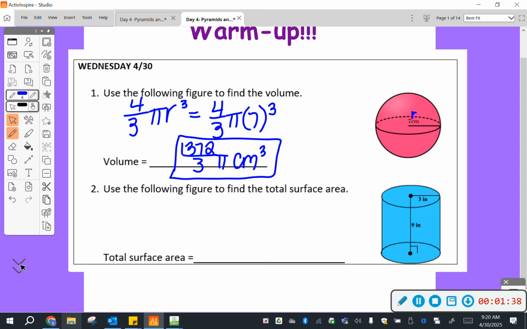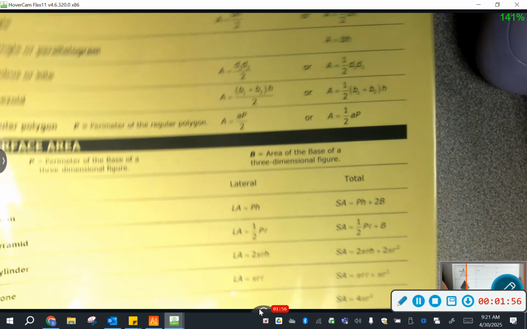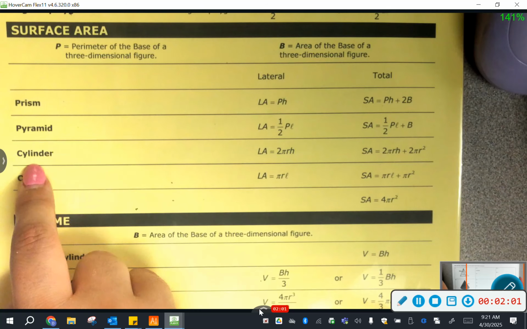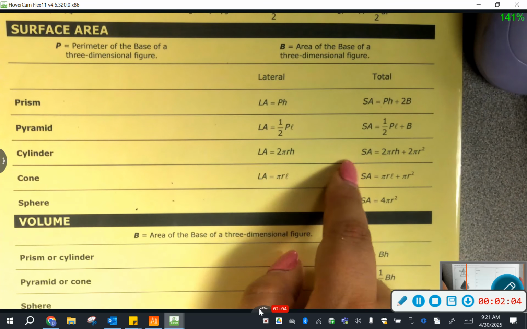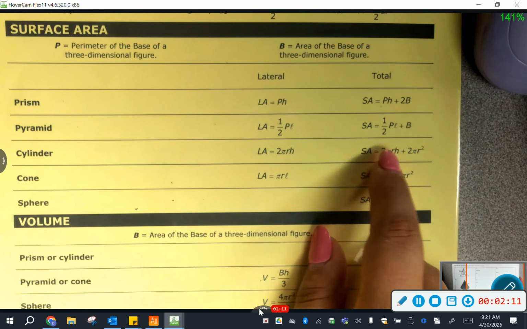Next, it says, use the following figure to find the total surface area. What shape is this? A cylinder. So for total surface area of a cylinder, by the way, on your test, I am going to be giving you these formulas right here. The way that you're going to read this is you're in the surface area column. I want to go find cylinder, and do I want lateral or total? What does the question ask for? Look at your paper. Total. So I want this formula.